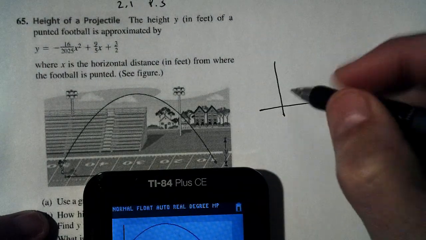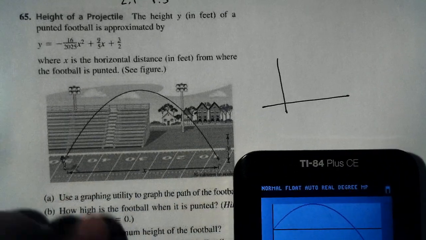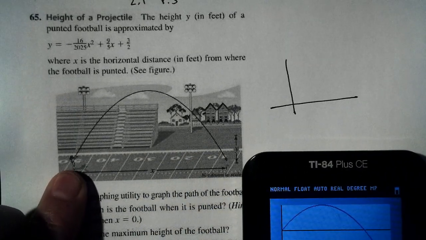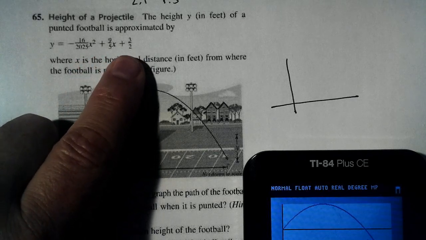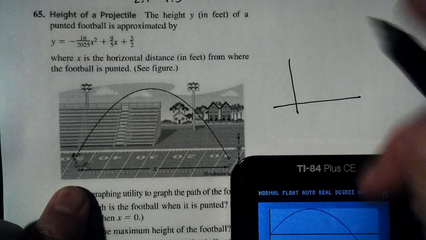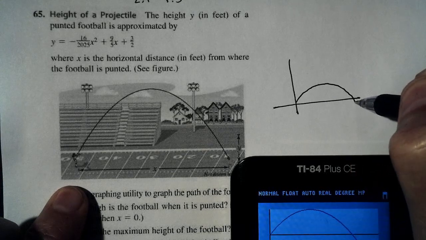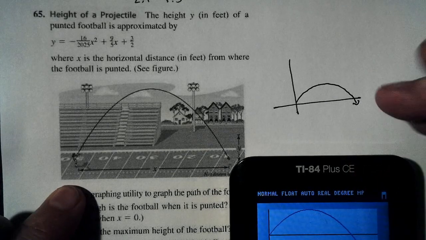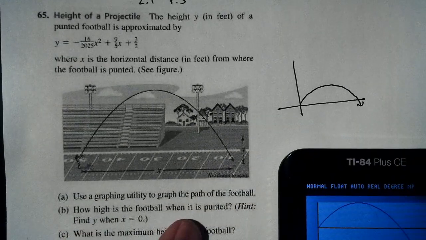So our graph is, and I don't believe that's it. In fact, I know it's not 0 here, because when x is 0, we're up 3/2. So the ball's 1.5 feet off the ground when it's punted. So our graph does look something like that. Okay? So how high is the football when it's punted?